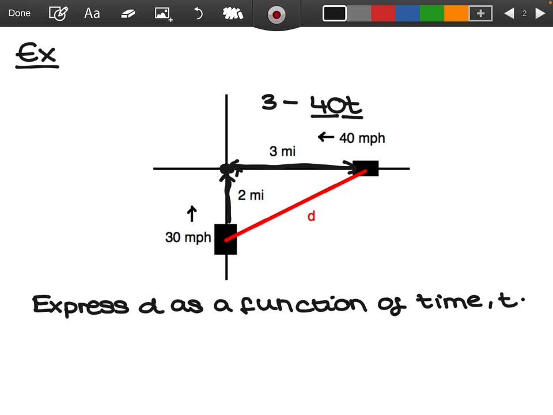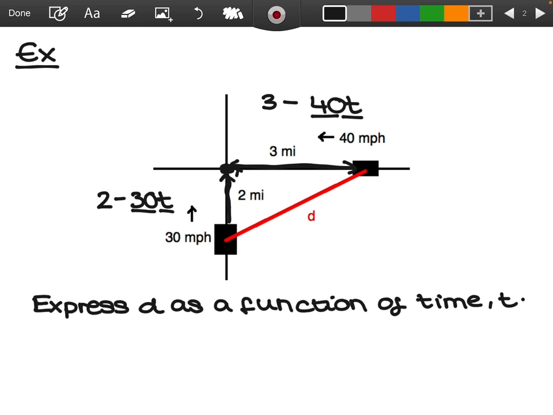Okay, I start out with a 2 mile difference between the intersection and the car. Car's moving at 30 miles per hour. So because I start out with a 2 mile distance, I'm going to have 2 minus the speed that the car is doing multiplied by the time. So the distance that the car has travelled in some time t is 30 multiplied by the time. But I want to know the distance from the intersection to the car.